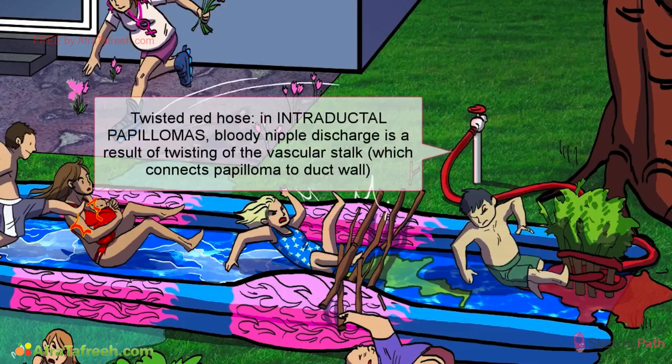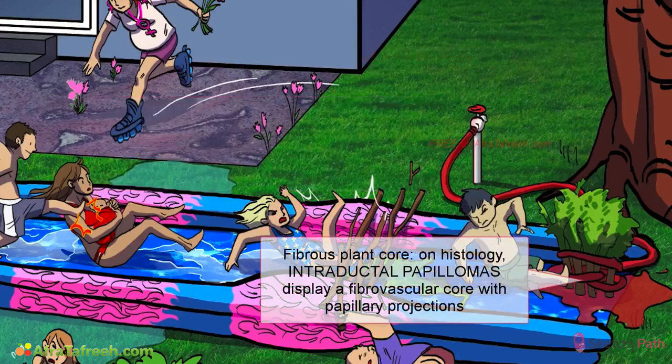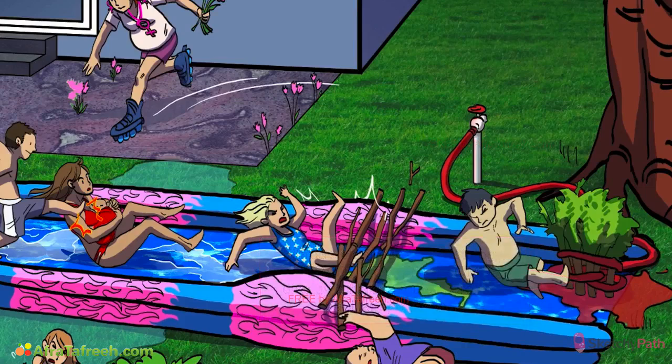The bloody nipple discharge associated with intraductal papilloma results from twisting of the vascular stalk connecting the papilloma to the wall of the duct, much like the red water hose that's gotten all twisted around the base of the papillary bush. On histology, look for papillary cell projections with a fibrovascular connective tissue core. Other than bloody discharge, affected patients typically have no other symptoms or even a mass to be palpated.